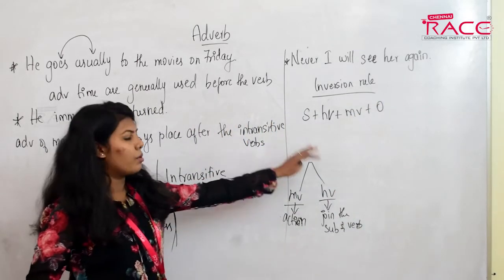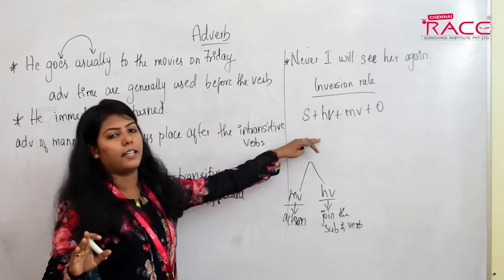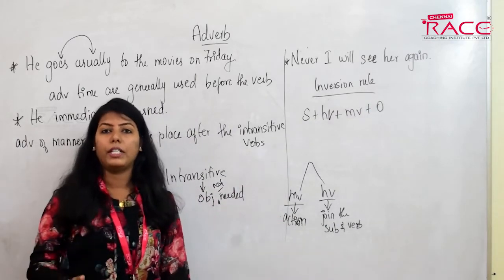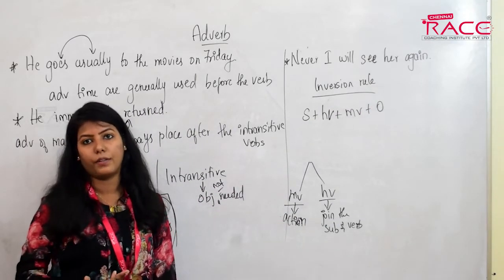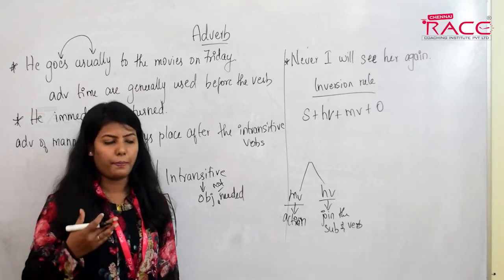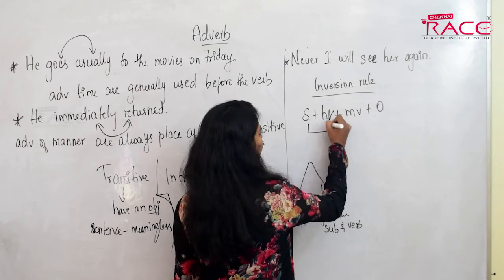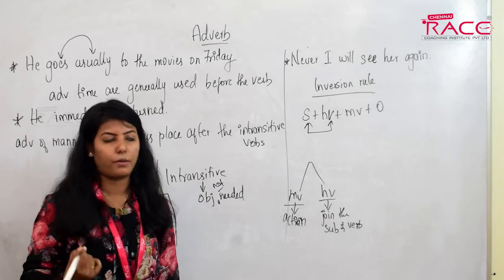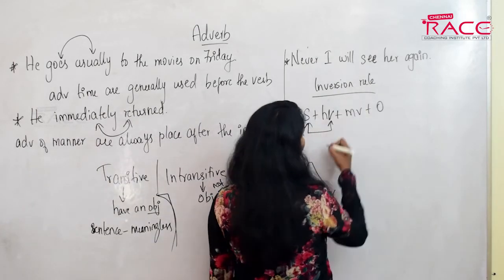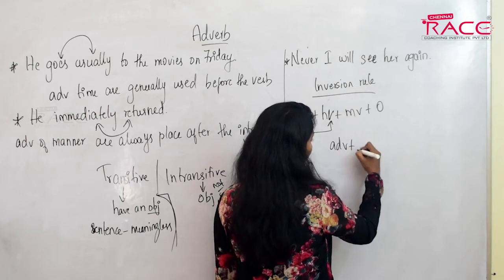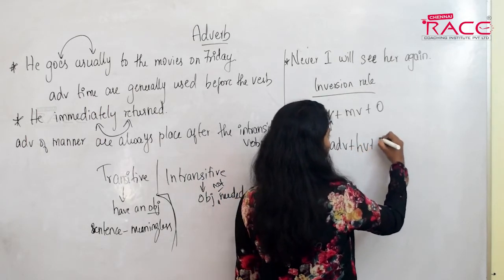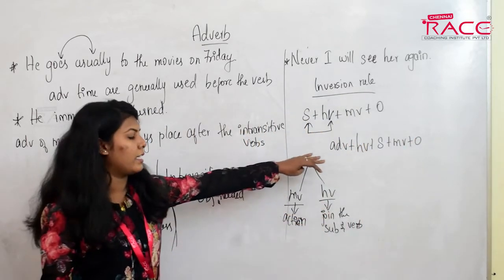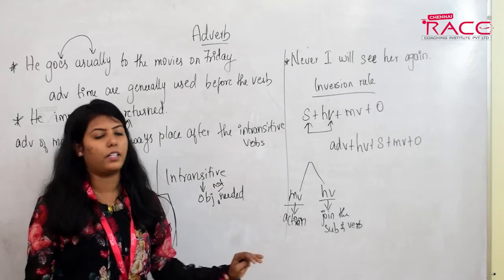So usually when you write a sentence, this is the exact format: subject, helping verb, main verb, object. But when a sentence starts with an adverb, the subject and helping verb invert their position. That is why we call this the inversion rule. Whenever a sentence starts with an adverb, first comes the helping verb, then the subject, then the main verb, and then the object.